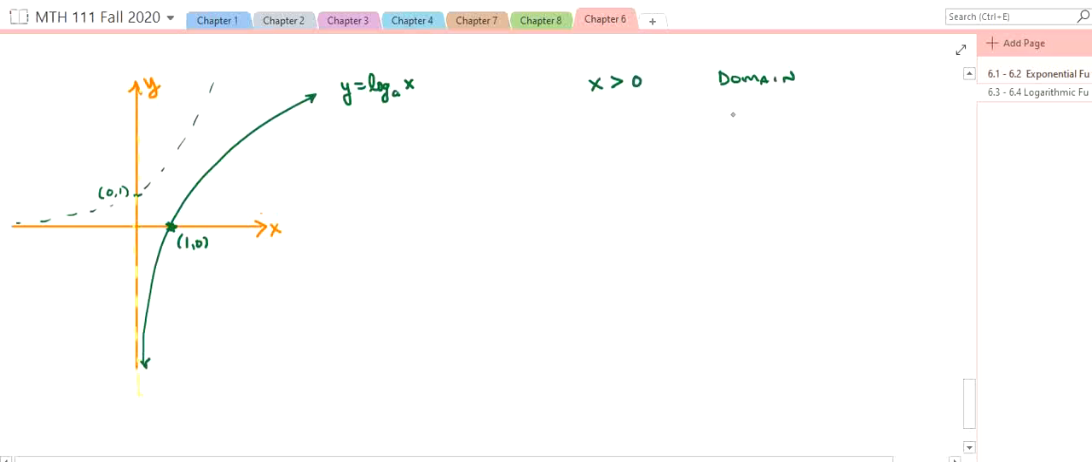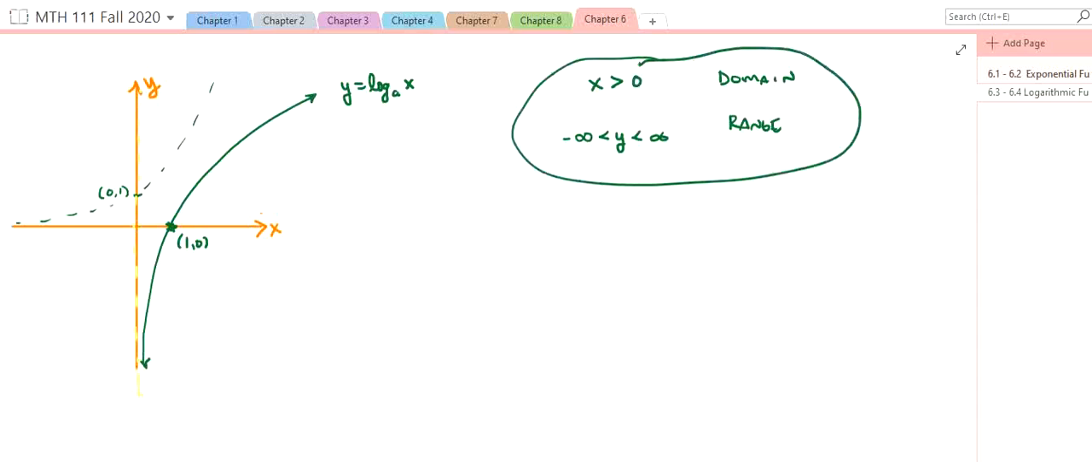And the range of our log function is minus infinity less than y less than infinity. The closer we get to 0, the closer y gets to minus infinity. It can never reach minus infinity because we can never reach 0. As x gets infinitely large, y gets infinitely large. So that's the range and domain of your log function.